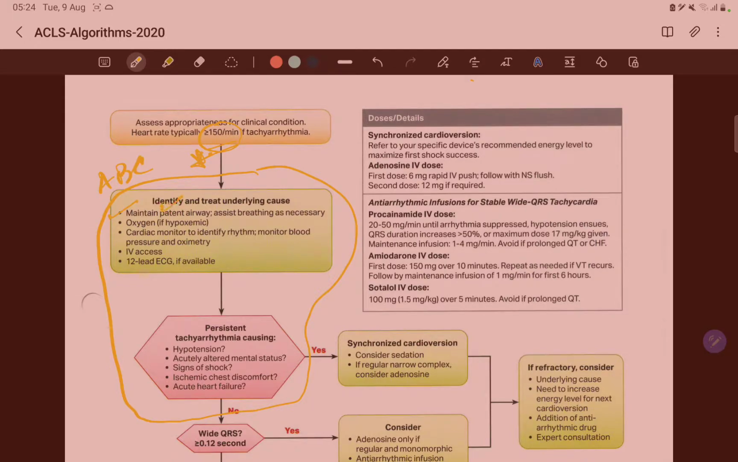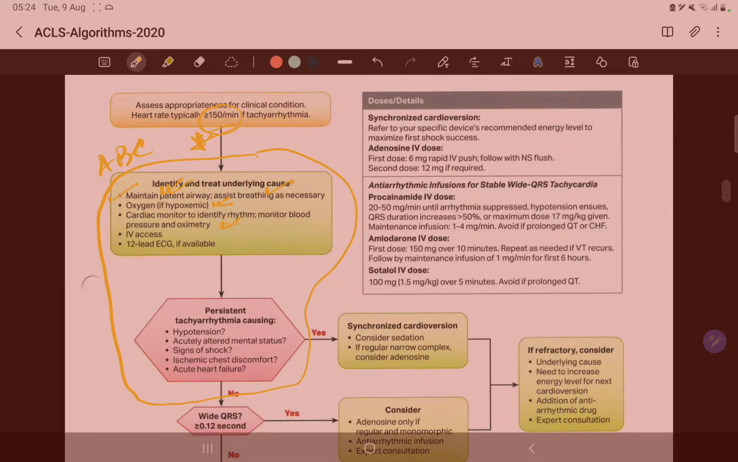We maintain a patent airway, assist breathing as necessary, give oxygen if hypoxemic, use a cardiac monitor to identify the rhythm, and monitor the blood pressure and oximetry, right? So we attach the cardiac monitor. The patient has come to us, and the patient is saying, sir, I am feeling a lot of fatigue, I am not feeling well, sir, right? So what we do, we attach the monitor, we see the SpO2, we see the ECG. Now we check the blood pressure, right?